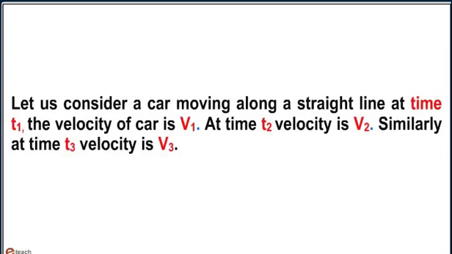Let us consider a car moving along a straight line. At time t1, the velocity of the car is v1. At time t2, velocity is v2. Similarly, at time t3, velocity is v3.